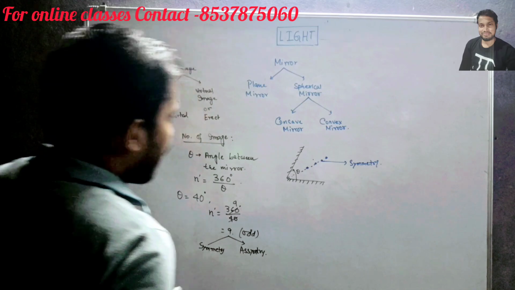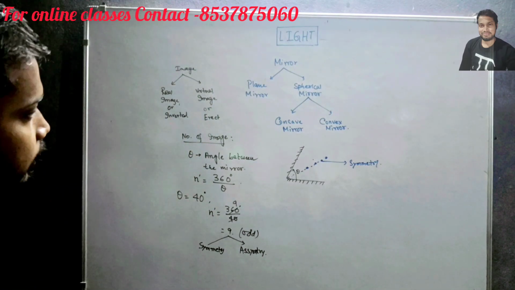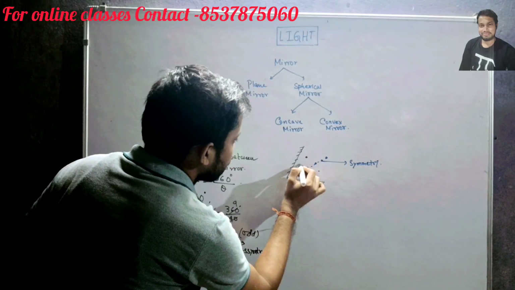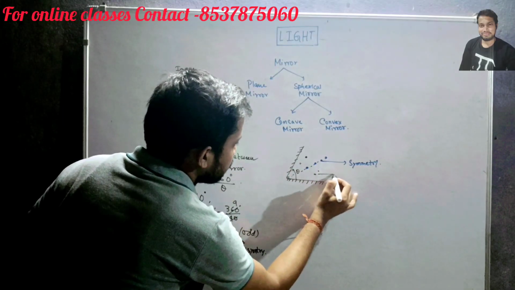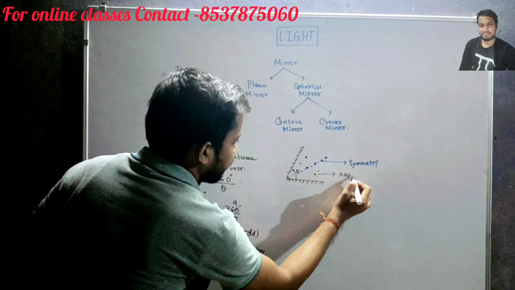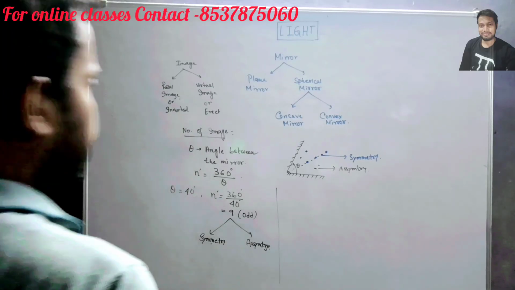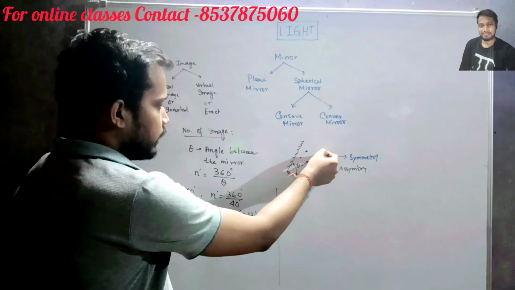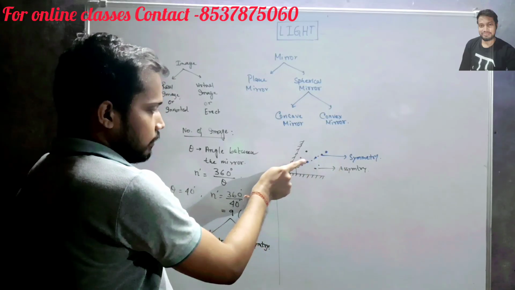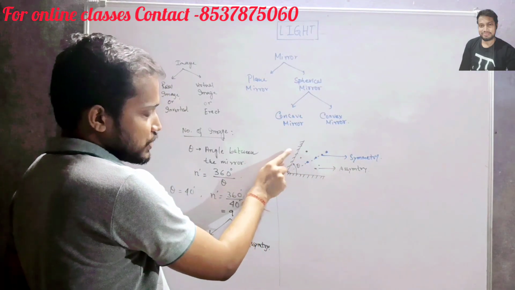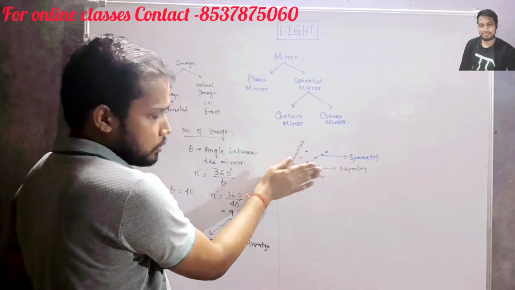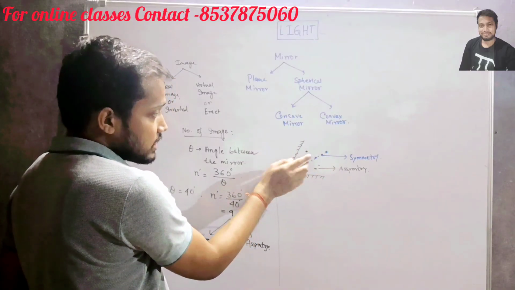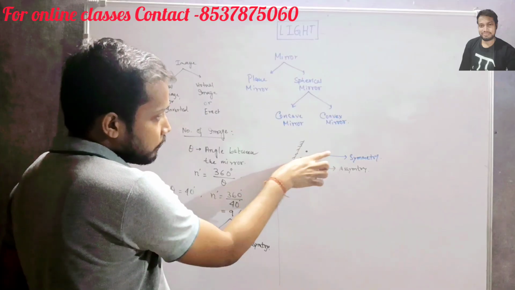This is symmetry. And if the object is placed in that position, we will say this is asymmetry. So we have to know symmetry and asymmetry. Symmetry means the object is placed on that line. That means when the object is placed, the distance from that mirror and that mirror will be the same. It looks like symmetry.